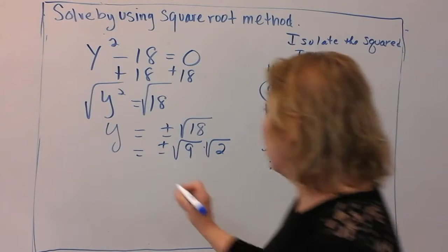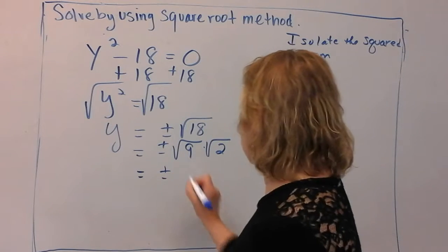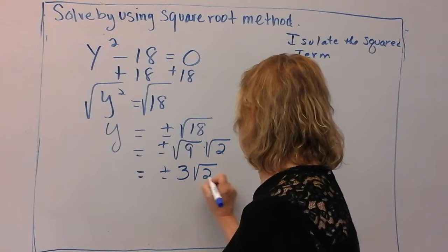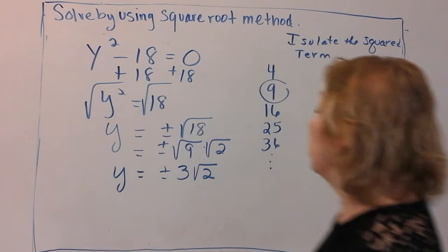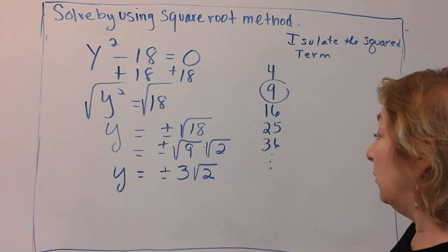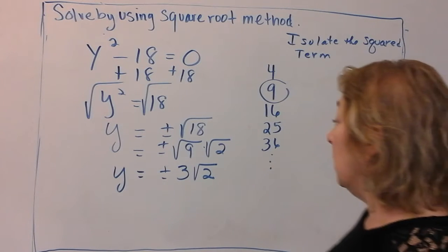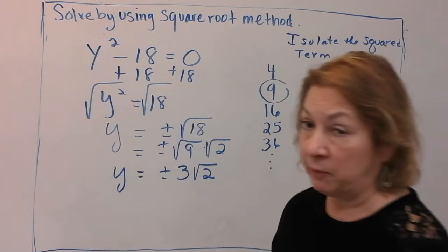We can reduce the square root of 9, which is 3, so we get 3 square root 2. So your answer is 3 radical 2 and negative 3 radical 2. You can leave it as plus minus, or you can separate them.